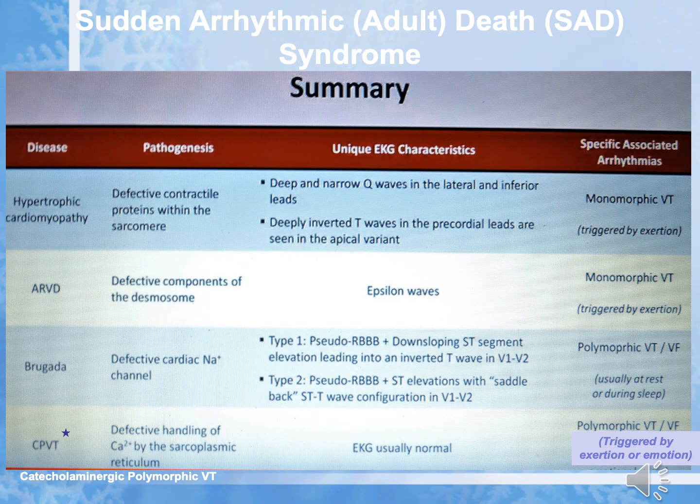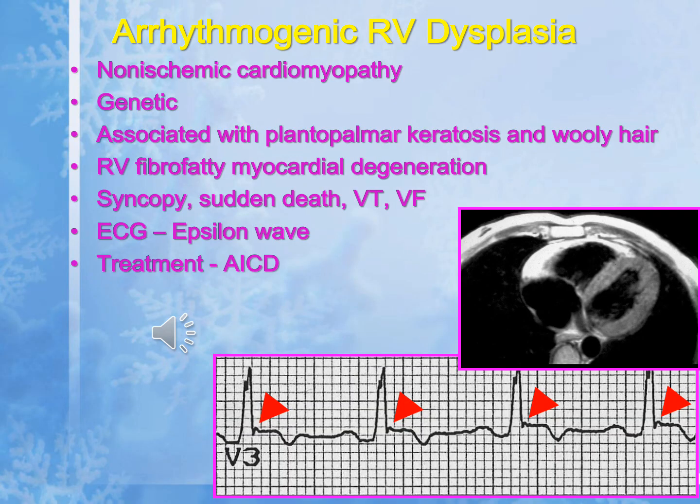This is a slide summarizing sudden arrhythmic death syndrome, or SADS. The arrhythmia is almost always ventricular fibrillation, and you can see that it occurs in these different types of cardiomyopathies. This slide illustrates the features of arrhythmogenic right ventricular dysplasia, which is a non-ischemic cardiomyopathy of genetic origin. The treatment of this, other than cardiac transplantation, is implantation of an implantable cardiac defibrillator.